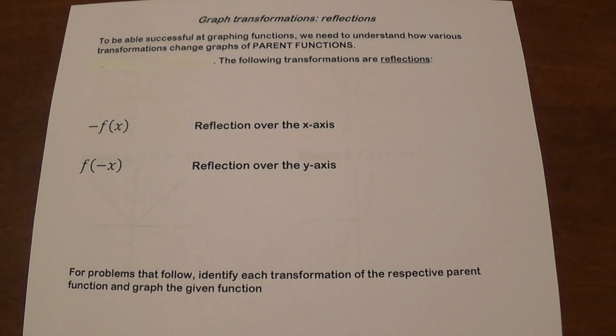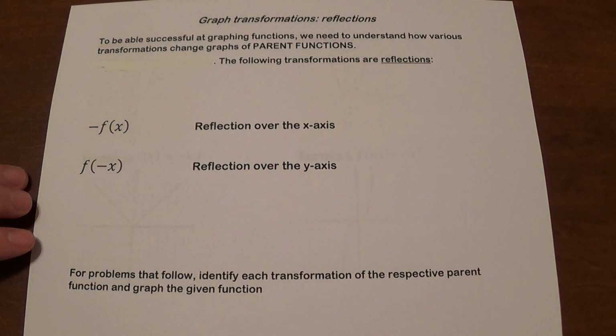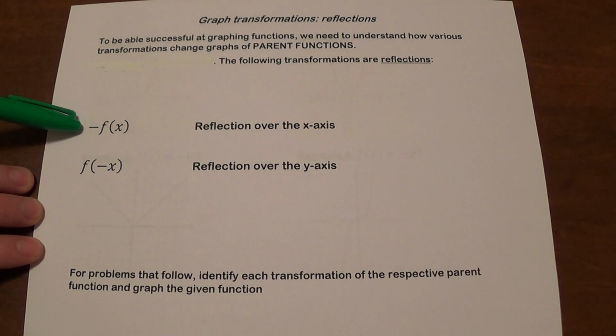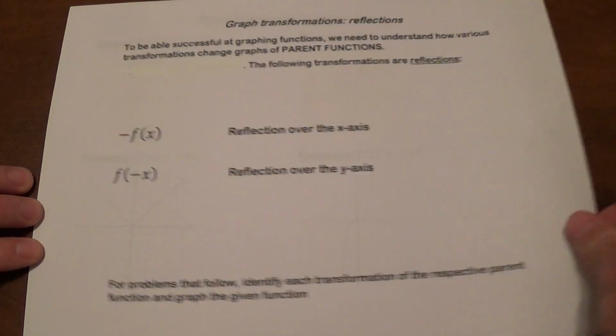Hi, we are going to talk about reflections, which is another type of transformation of graphs. There are only two of them that we're going to talk about. If you put a negative in front of a function, so you negate the function itself, it's going to reflect the graph over the x-axis. If you negate the x, then the graph is going to reflect over the y-axis. And we're going to see how it works with different graphs.